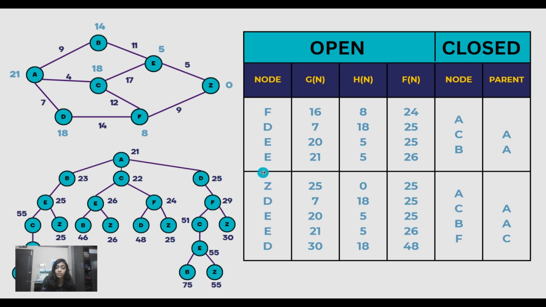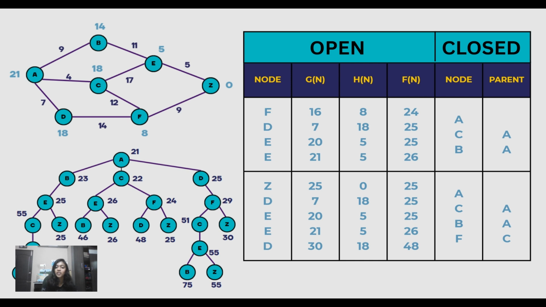Z, which is a child of F, has a g of n as 25. Since we have to take the path from A to Z through C and F, because it is this path A C F Z, so it is 4 plus 12, 16, 16 plus 9, 25. So I will write 25 here.